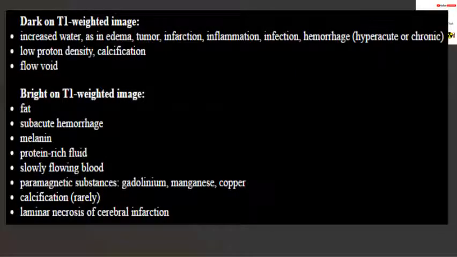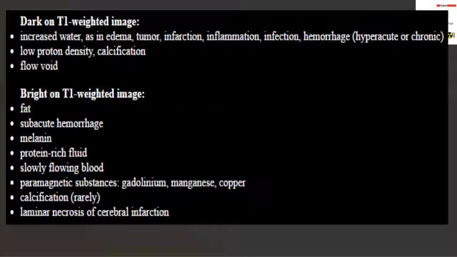So, those are the different types of artifacts. Most common lang. Sabi ko nga, marami pang ibang klaseng artifacts na present sa MRI. So, some of the notes that you have to remember, mga important notes.